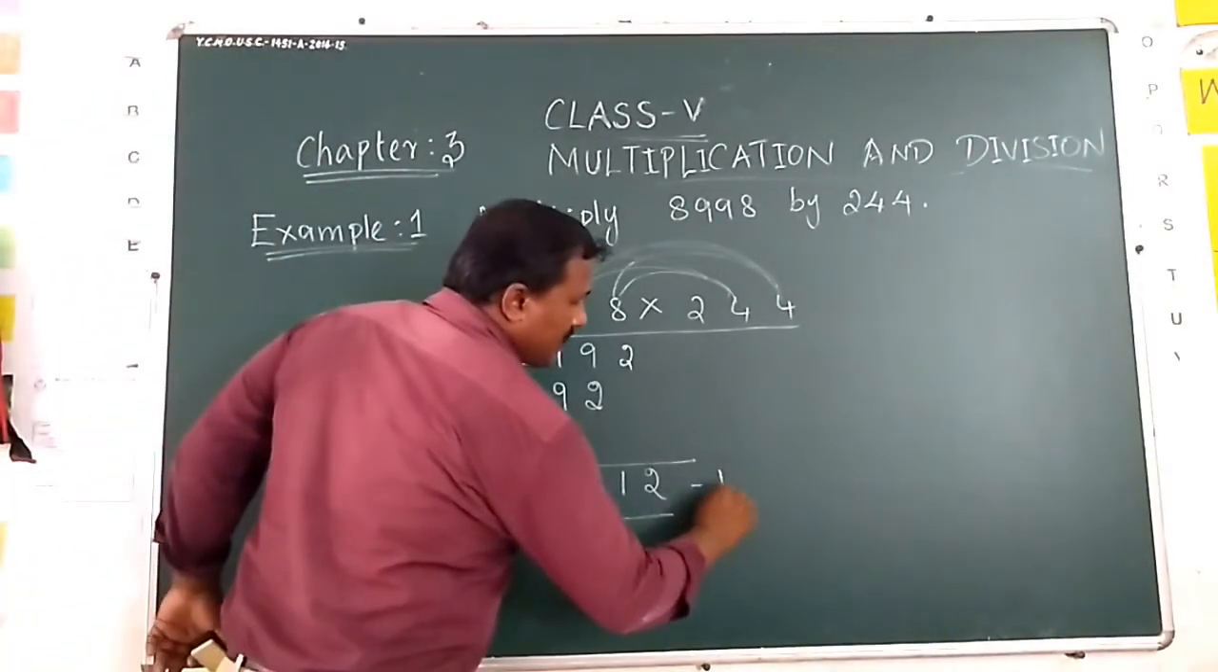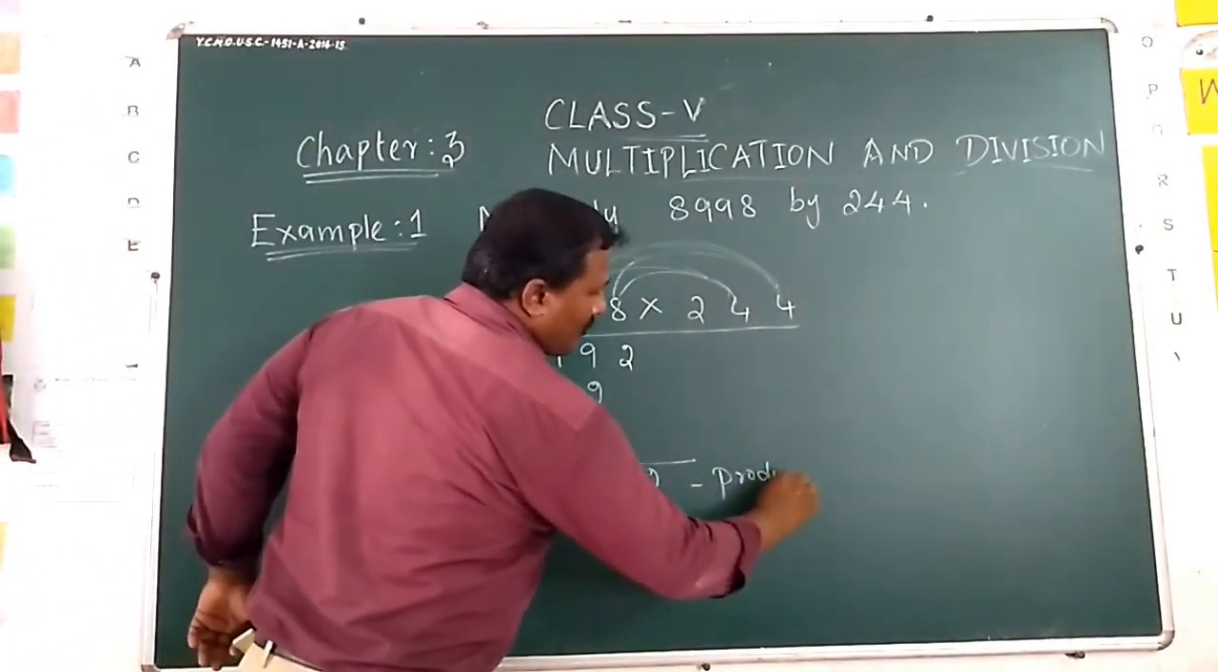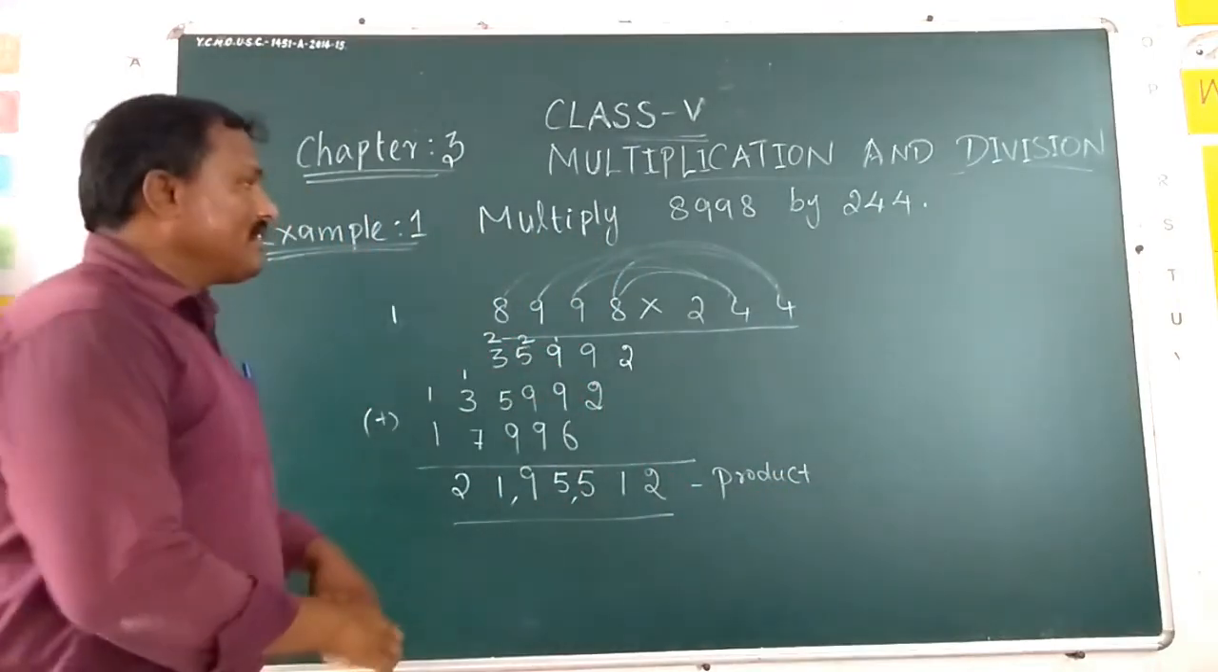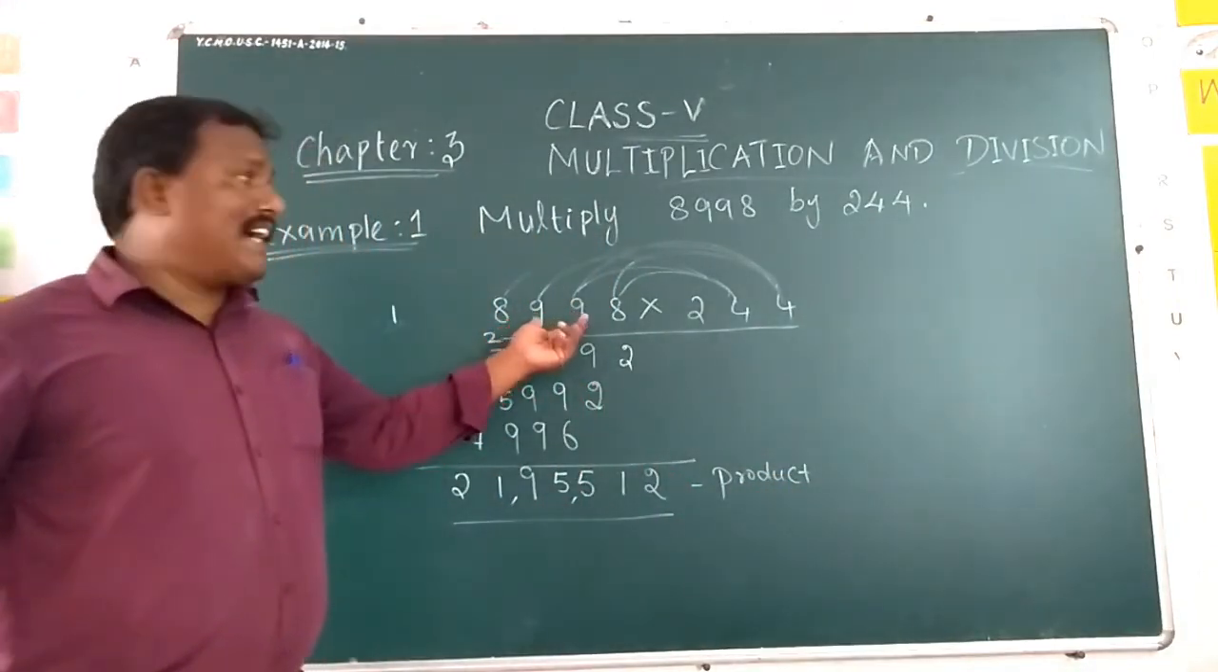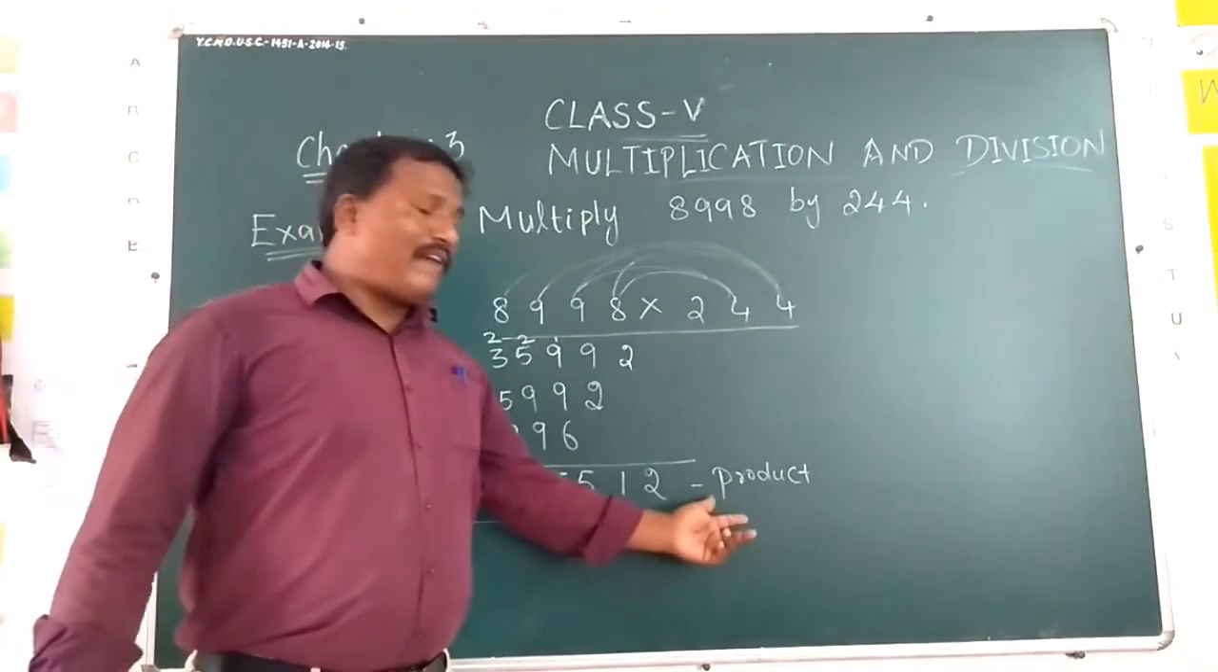So we find the product. This is the multiplier. So I found the product.